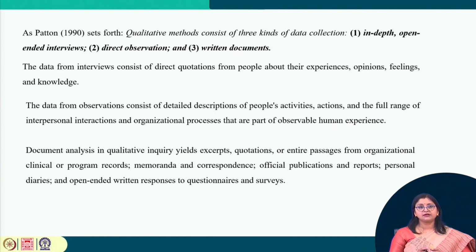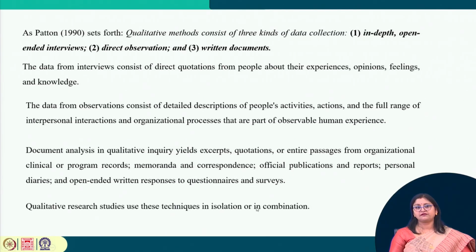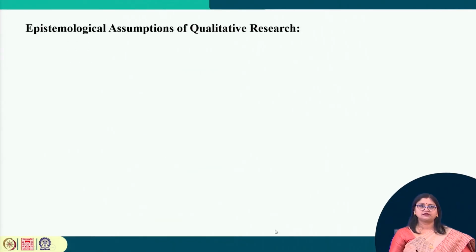On the other hand, document analysis in qualitative inquiry yields excerpts, quotations or entire passages from organizational, clinical or program records, memoranda or correspondence, official publications, different reports, personal diaries, and open-ended written responses to questionnaires and surveys are part of document analysis. Qualitative research studies use these techniques in isolation or in combination. What are these techniques? In-depth open-ended interviews, direct observations and written documents in different forms.